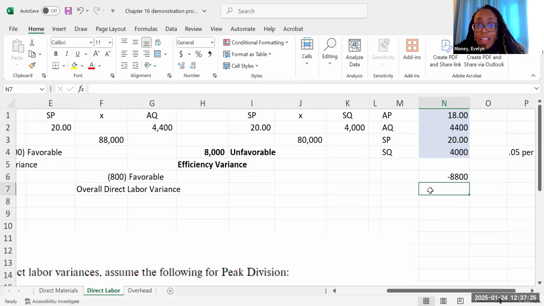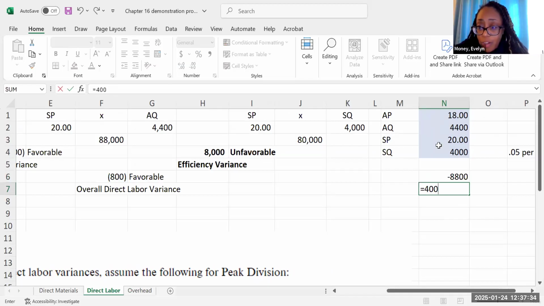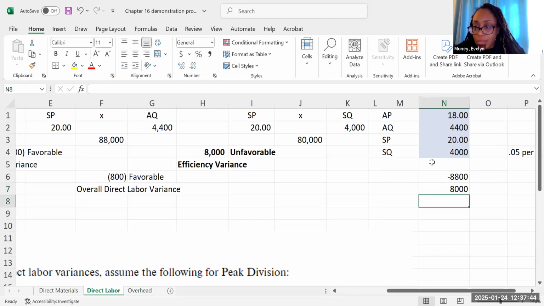Now, for the efficiency variance, I see I have a difference of 400. I wanted to take 4,000 hours. It took me 4,400 hours. So 400 times, what do I have in common? Standard price of 20. And 8,000. And that takes care of direct labor.